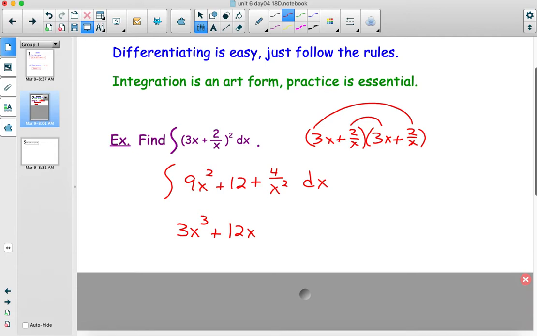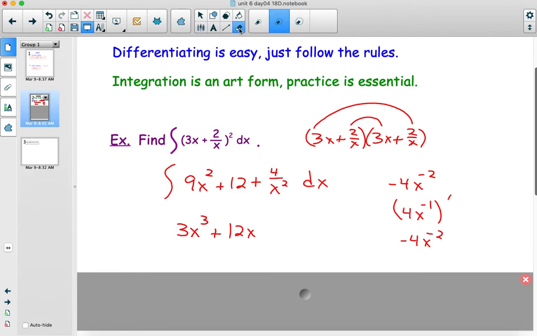And then the last one, let's think of it as 4x to the negative second power. So I'm going to add 1 to the exponent, which would make it 4x to the negative first power. And when I differentiate this to check, the derivative would be negative 4x to the negative second power. That's close, but I don't want the negative. So if I had a negative here, then those negatives would cancel out. So we're going to say minus 4x to the negative first, or just minus 4 over x.